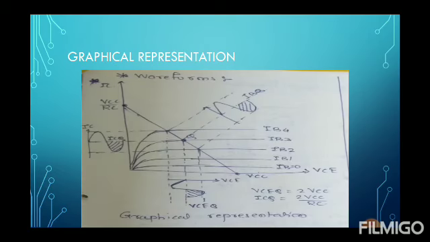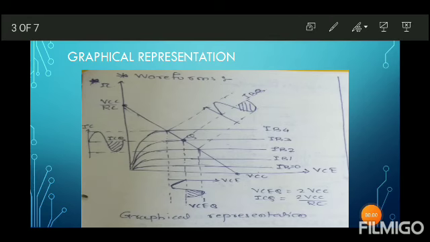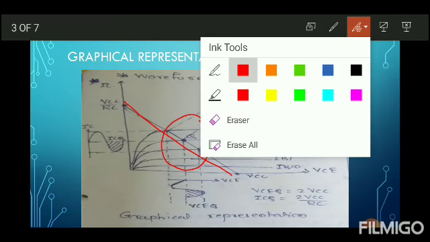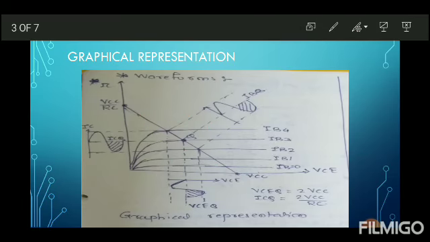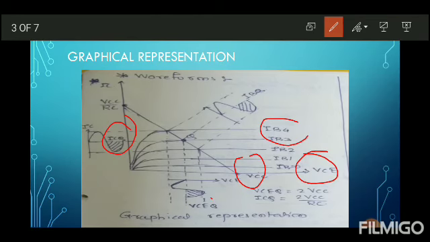Graphical representation. So we can see the graphical representation of the class A power amplifier. See here, the Q point is in the center of the load line. This is your DC load line and Q point is exactly at the center of the load line. Okay, so this is your VCC, VCE. Okay, this is your IB, ICQ, VCEQ.